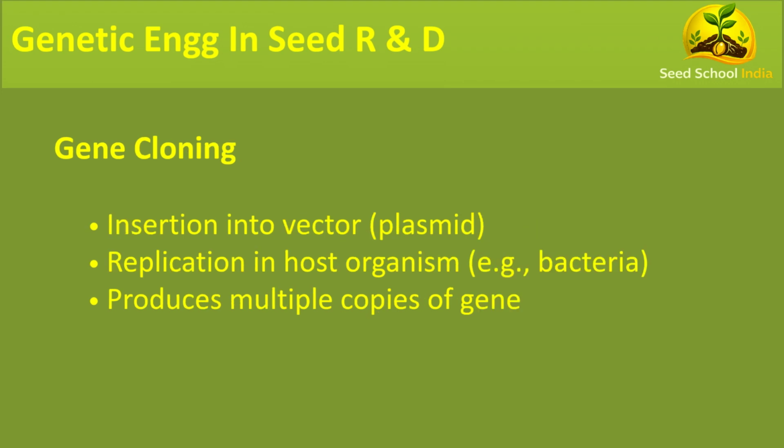In the cloning process, the isolated gene is inserted into a vector, usually a plasmid. This recombinant plasmid is then introduced into bacterial cells, where it replicates and produces multiple copies of the gene. This amplification step is crucial for ensuring the success of the transformation process.